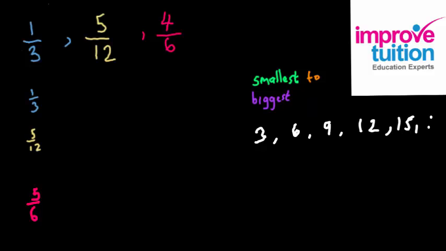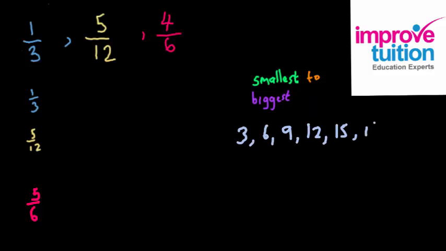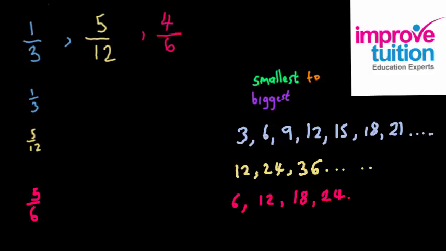So 3, 6, 9, 12, 15, we're trying to make the denominators the same. For the 1/3, the blue fraction, I'm going up in the 3 times table. So I'm saying 3, 6, 9, 12, 15, 18, 21. And for the 12 times table, well, 12, 24, 36, and so on. And for the 4/6, I'm just going to correct that in a moment. 6, 12, 18, 24, 30. In the question it is 4/6, not 5/6. So I'm going to come back to it. So 6, 12, 18, 24, and 30.